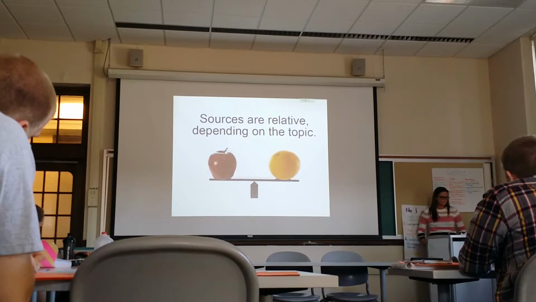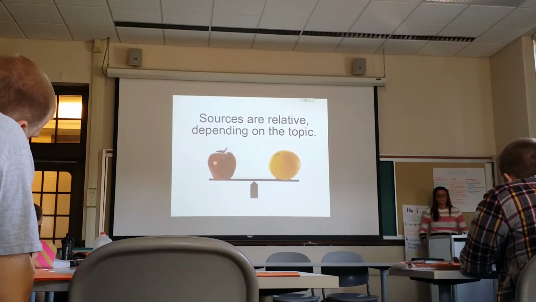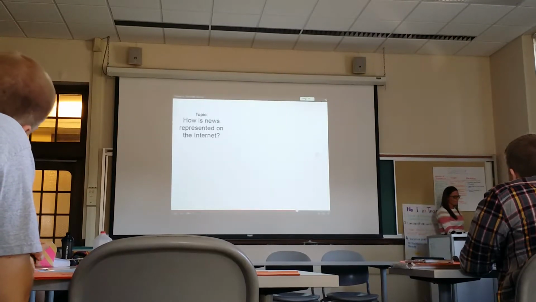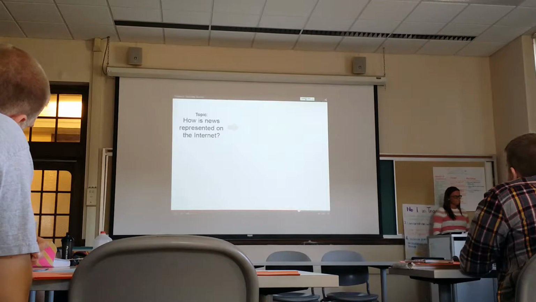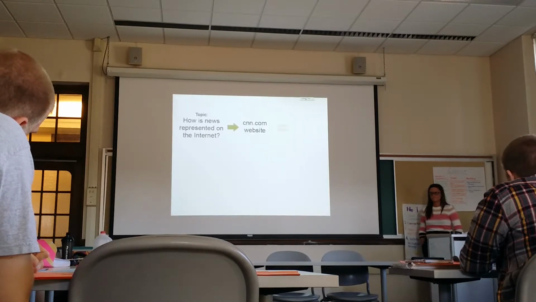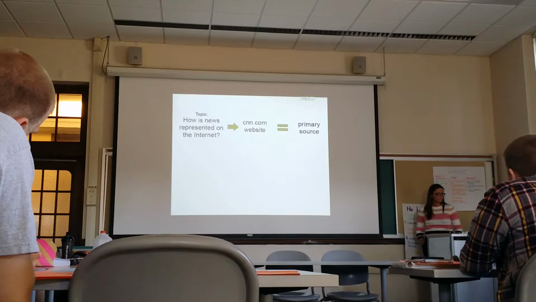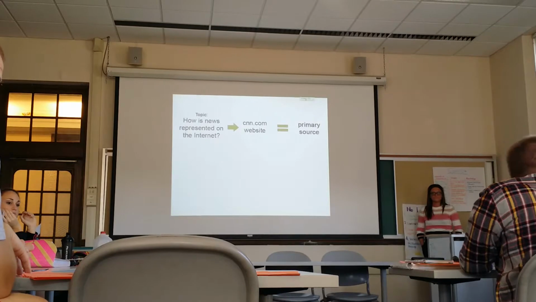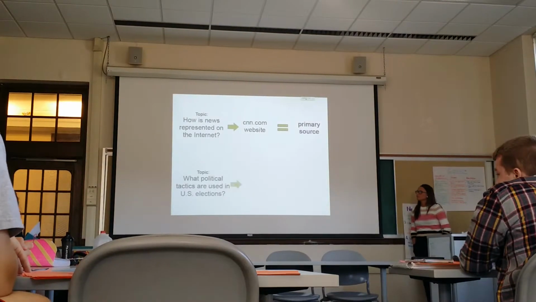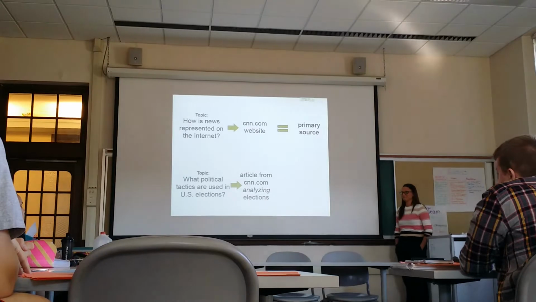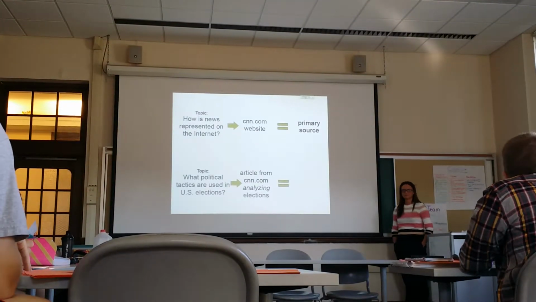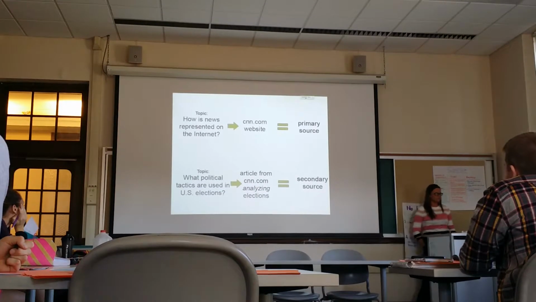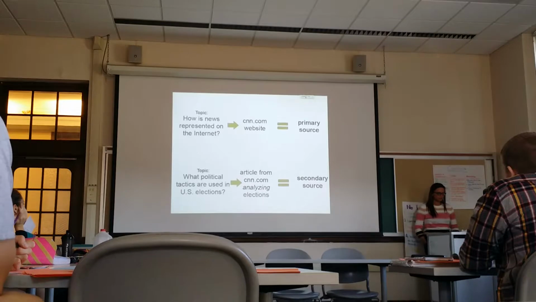One thing to keep in mind is that a source's classification as either primary or secondary can change depending on the topic that you're studying. For example, if you are writing about how the news is being represented on the internet, a news site like CNN might be considered a primary source. If you're studying news on the internet, CNN.com represents that. However, if you're writing about the elections, the article will be considered a secondary source. Since in this case you're studying the elections, an article on CNN.com is one step removed from your topic.